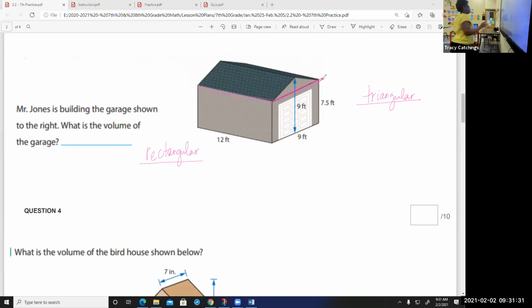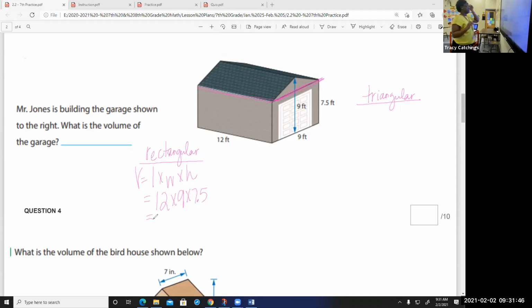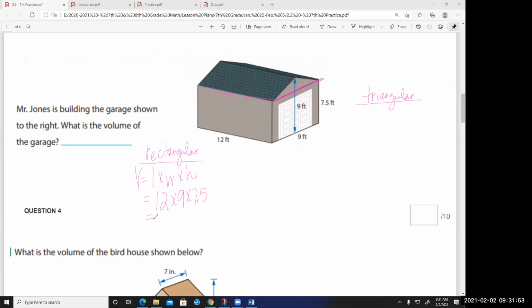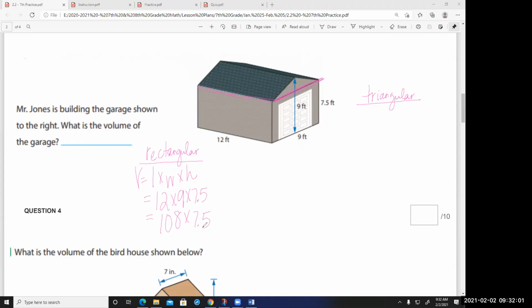All right, the rectangular prism is always the easiest. What's the length, the width, and the height? 12, 9, and 7.5. All right, good job, Jamal. 12 times 9 is what? 108. All right, 108 times 7.5. 810.